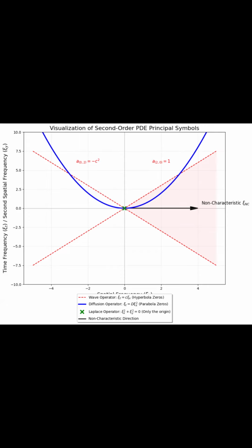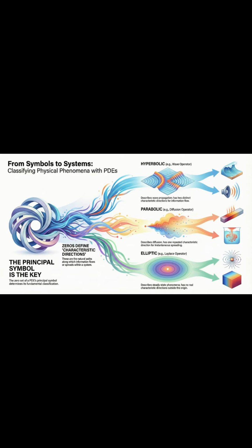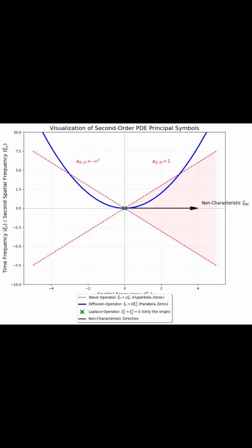You've probably heard of them: the wave operator, the diffusion operator, and the Laplace operator, right? These are all famous LDOs, and they're basically the math that describes how things move, spread out, or just stay put. Second, the principal symbol is like the ultimate sorting hat for these equations.